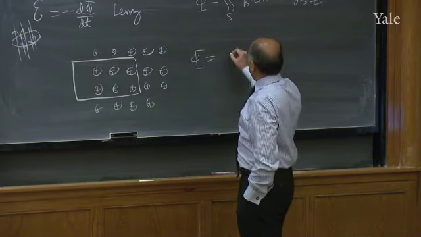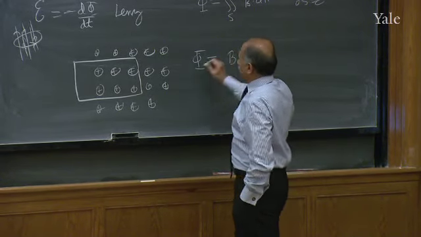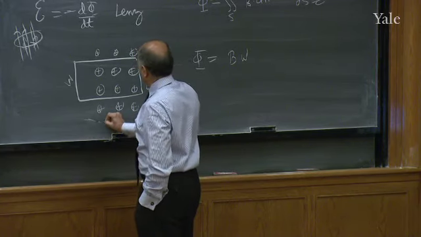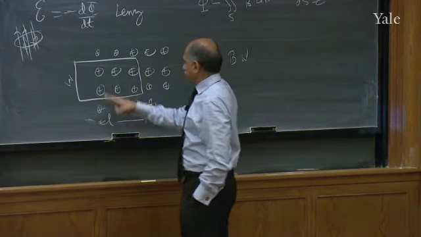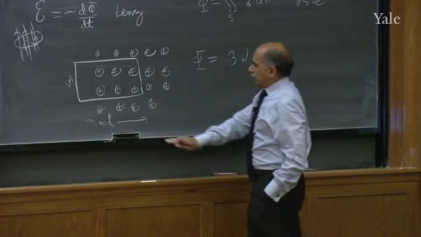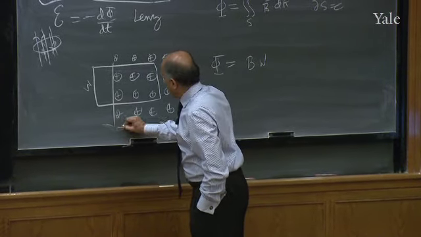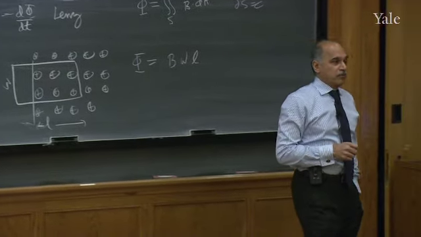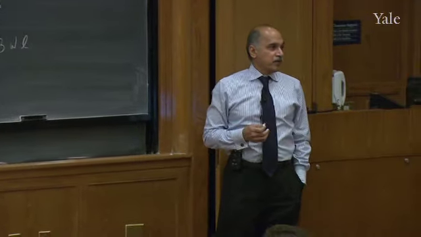Can you see that it's just the magnetic field times the width of the loop times the length of the loop that is inside? Not the whole length, but the length of the loop that is still inside the magnetic field. That's a very simple result. B times A is the flux.